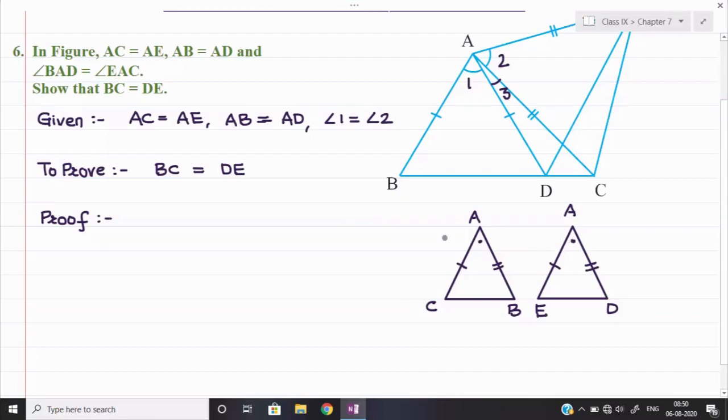This angle name is CAB. Now look at the angle CAB in the main figure. You will observe CAB is an addition of angle 1 and angle 3. Similarly, now look at the second angle which is required to be proved equal to CAB, that is angle DAE, or you say EAD. So observe in the main figure angle DAE.